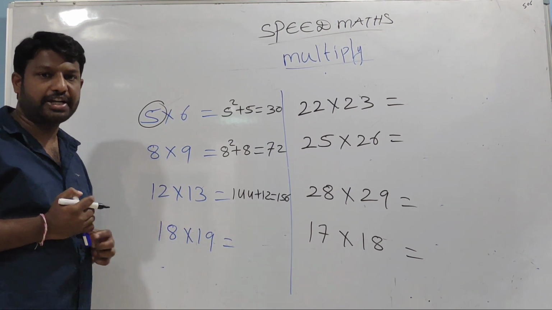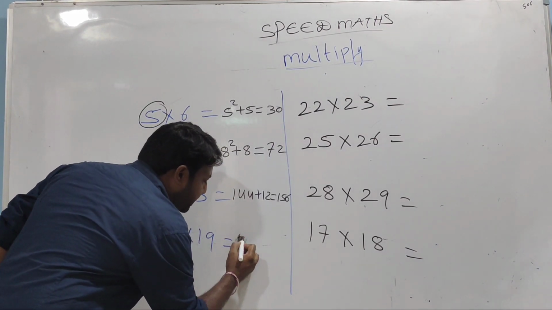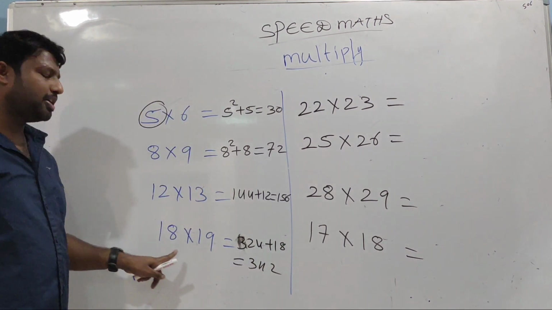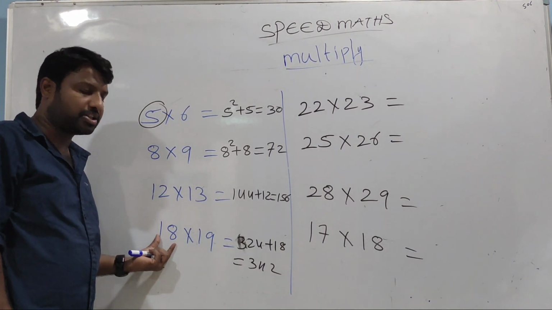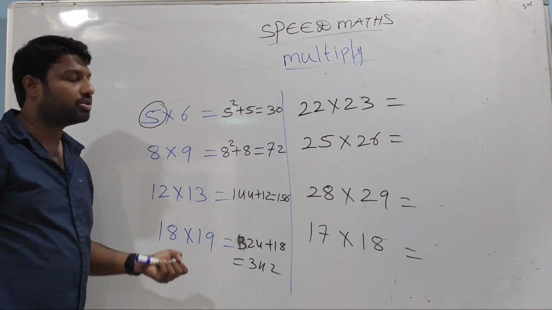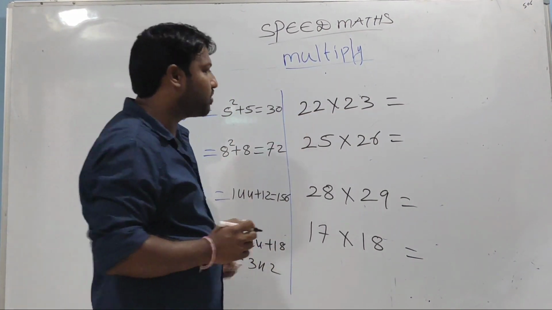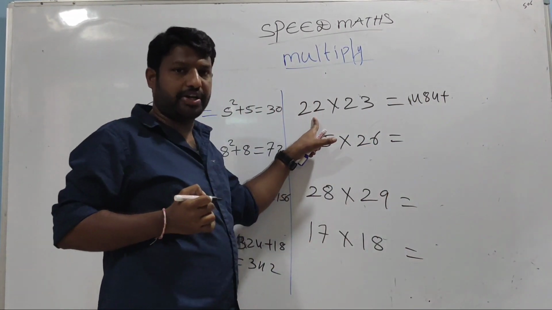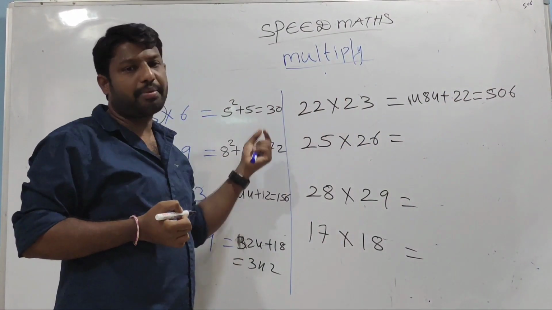18 into 19. 18 into 19 is there. So square 18. 18 square is how much, sir? 18 square is nothing but 324 plus 18. So what you will get? 340. If you know directly tables, that is also about 18 into 19. If you know tables, directly you can write. But if you don't know that, 18 square, right? 18 square is nothing but 324 plus 18. If you know, try to remember 1 to 30 squares. Okay. 22 into 23. So directly instead of multiplying, whatever I know, 22 square as 484 plus 22. So what you will get? 506.